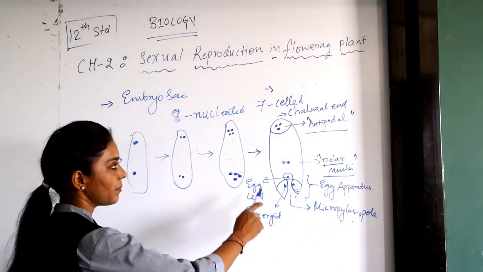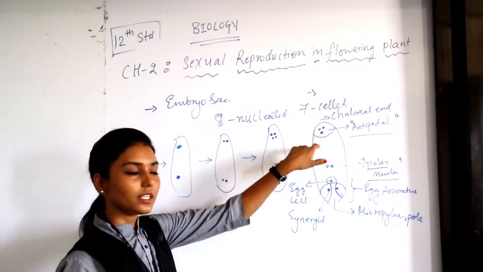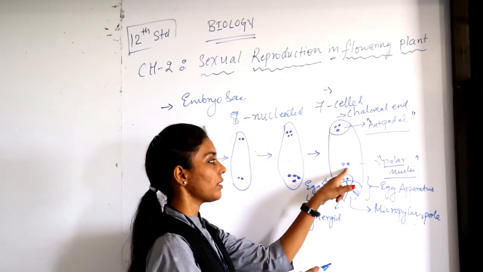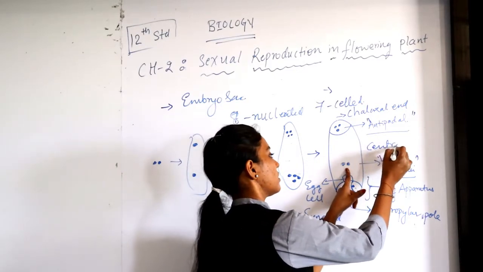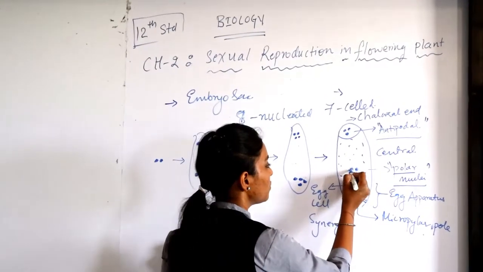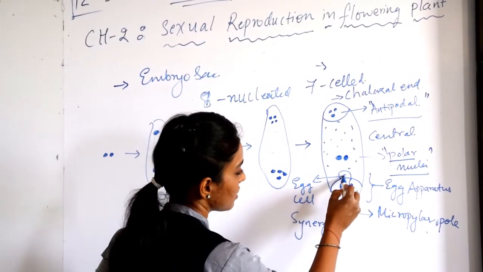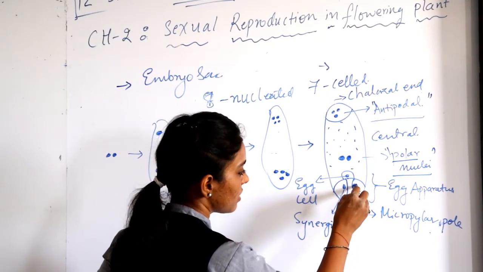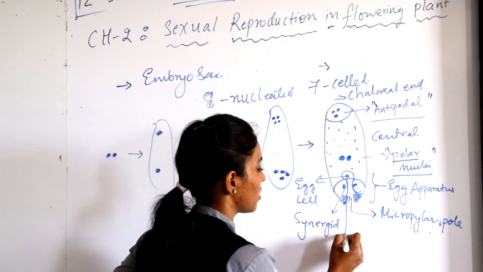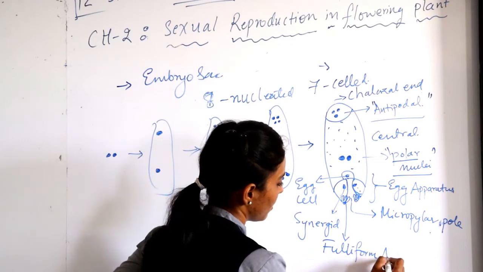Again I will repeat the diagram part. Here these 3 dotted cells are called what? Antipodal. Whereas here you can see again these 3 dotted cells. I have told you 2 are present in the center with the other cytoplasm in it. So these 2 polar nuclei are not covered with any type of covering. This is called the egg cell. The 2 synergid cells have a filiform apparatus present. These are called the filiform apparatus.